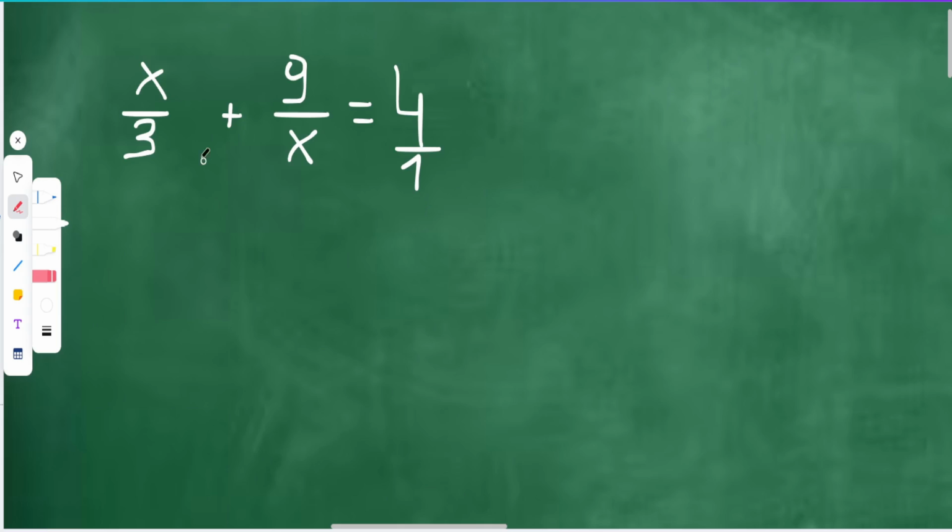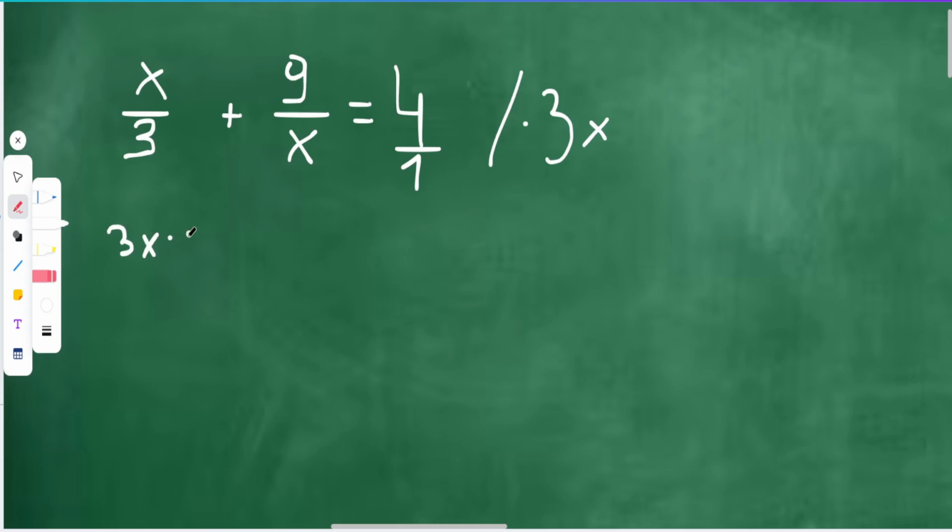The least common multiple in this task is quite easy to notice, because if we multiply each of these denominators, that is 3 multiplied by x and multiplied by 1, we will get 3x. So to solve it correctly, you have to start by multiplying both sides by 3x. If we multiply by 3x, then 3x appears in the numerator of each of these expressions. I will show you what it looks like.